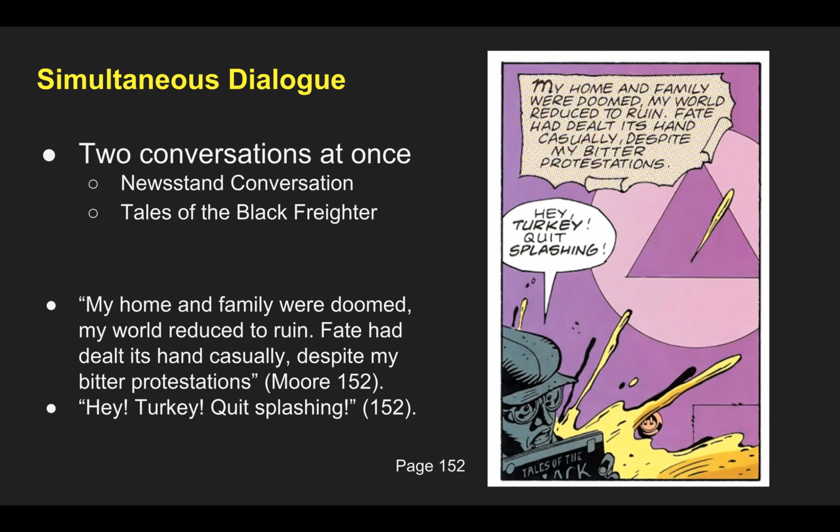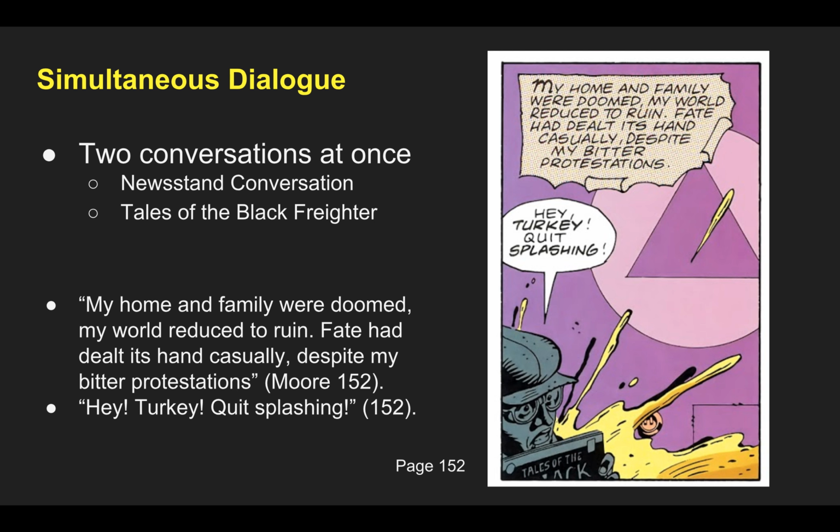The graphic elements which tell us that these are two separate dialogues are Bernard's conversations appearing only in white speech bubbles, while Tales of the Black Freighter are in beige curled scroll text boxes. Looking at page 152, we see this happening. We first read, "My home and my family were doomed, my world reduced to ruin. Fate had dealt its hand casually, despite my bitter protestations."